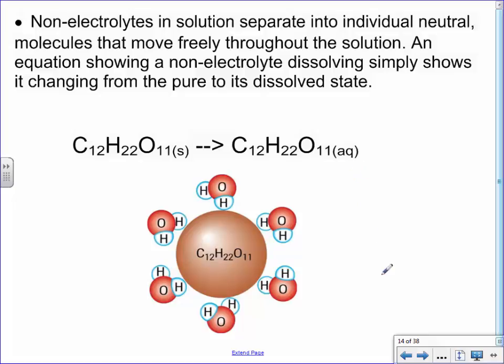Most of it's really words. I mean, actually, you guys don't have to write a whole lot. Let's add a little bit here. You either have things that are electrolytes or things that are non-electrolytes. Those are basically the two categories. Electrolytes or non-electrolytes.